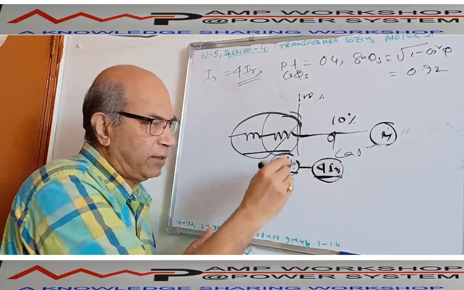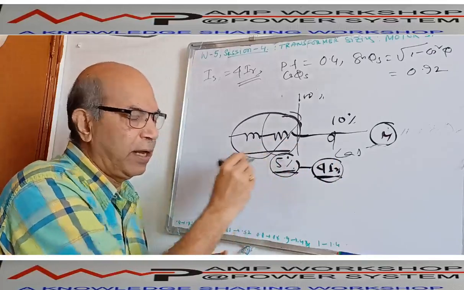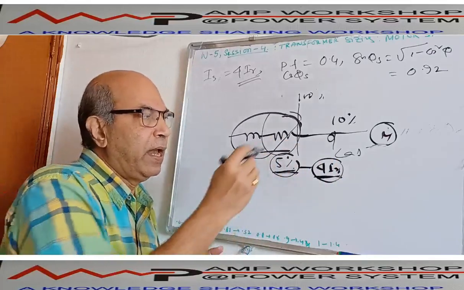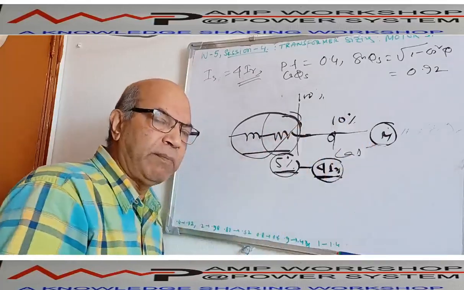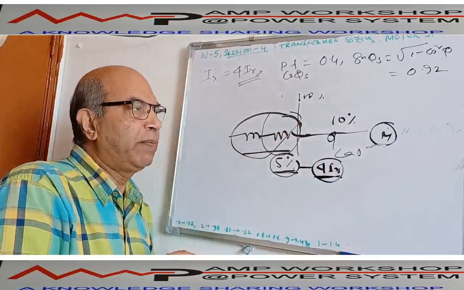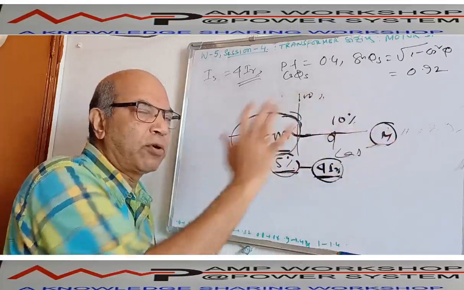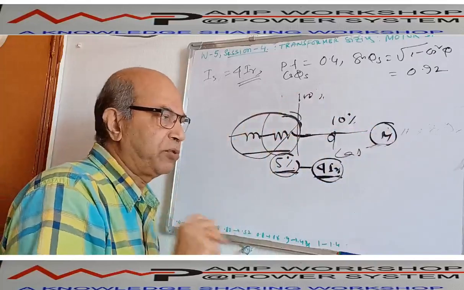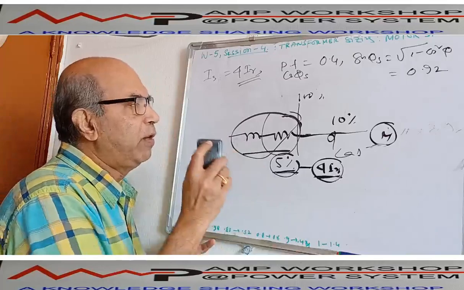This is the starting current, four times IR flowing through this. For that reason, we are allowing another 5% voltage drop, and in the cable we are allowing 10% voltage drop. So a total 15% voltage drop is allowed up to the motor terminal. This is our assumption, and with this assumption, we will proceed.